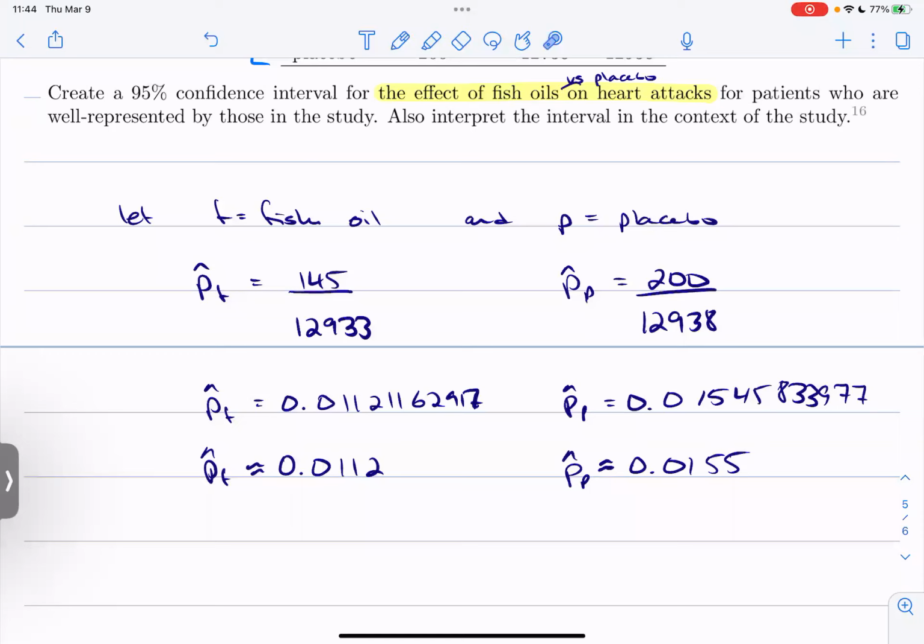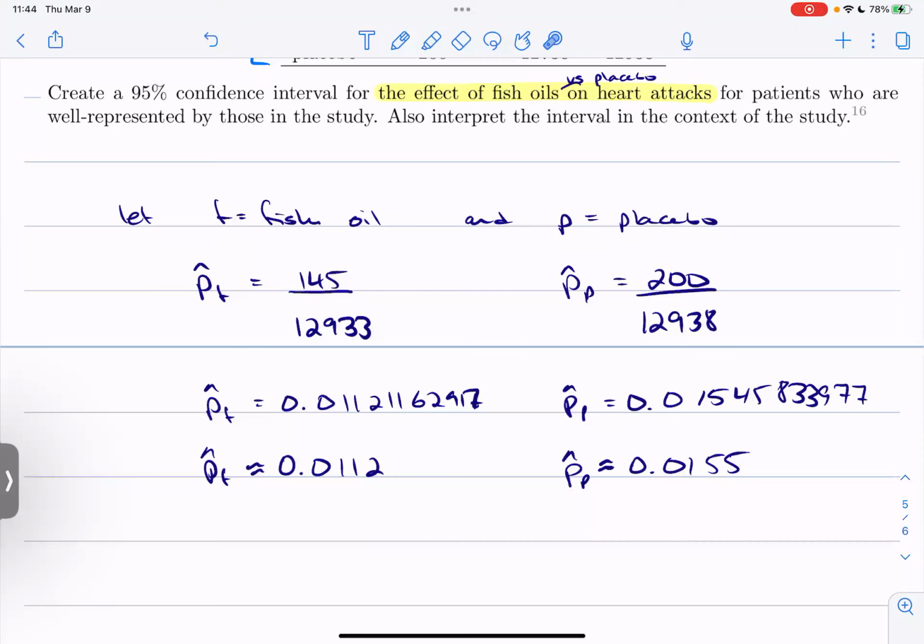So what we want to know is, is 0.0112 significantly different from 0.0155? What we learned from the one sample proportion is that it depends on the standard error of this, so it depends on the spread. Just eyeballing it, I'd say they look pretty similar, but it depends on what the spread is.